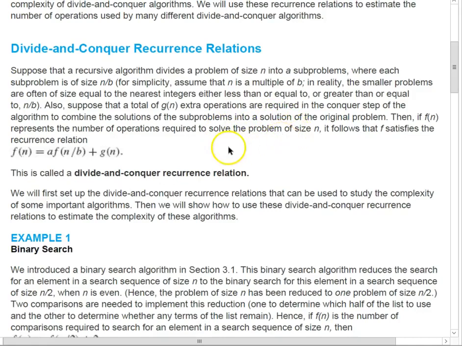Then, if f of n represents the number of operations required to solve the problem of size n, it follows that f satisfies the recurrence relation f of n equals a times f of n over b plus g of n. This is called a divide and conquer recurrence relation.